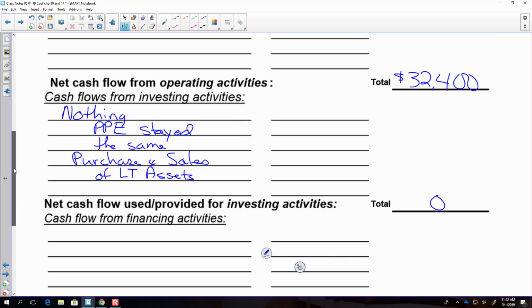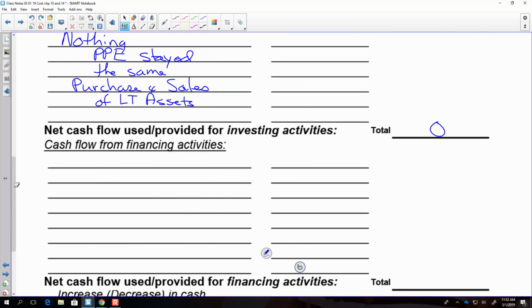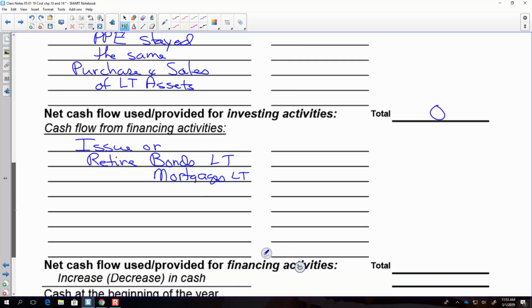Finance section. Issue or retire bonds. Sometimes these are called mortgages, right? But the key is they have to be long-term. Has to be long-term in this section. But what's one thing that does go in here? Payment of dividends.